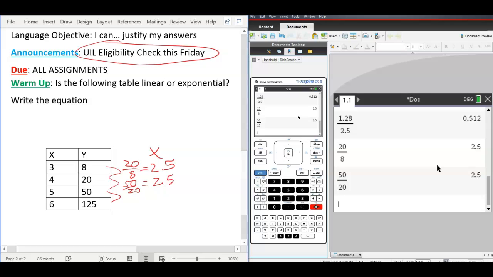Wow. What about the next one? 125 over what? Okay, so let's do 125 divided by 50. Control Enter. Wait a minute. Did I though? Control Enter. Wow.